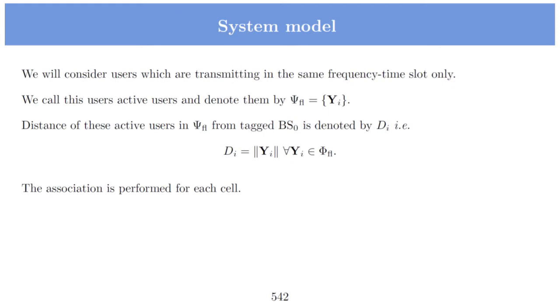Now for the interference purpose, we will only consider users which are transmitting in the same frequency time slot. The users which are in other frequency slots are also transmitting, but they will not interfere with the typical user we are considering.